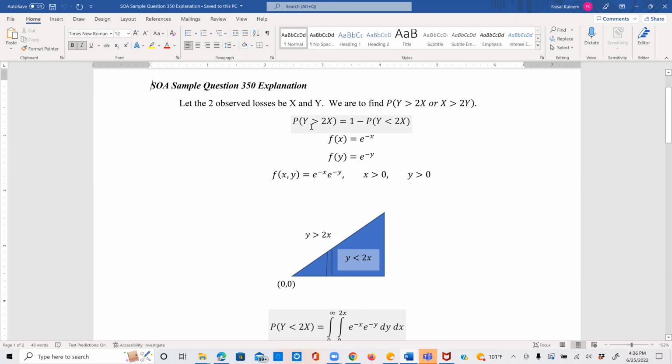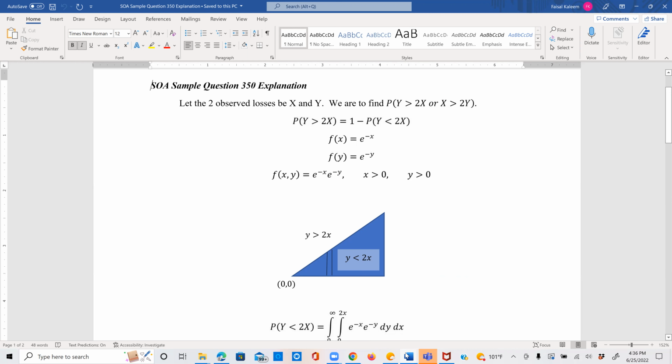So probability y greater than 2x is conveniently calculated through the complement. It's equal to 1 minus probability y less than 2x. Now, strictly speaking, this should be y less than or equal to 2x, but we know that whether we have the equality here or not doesn't matter in case of continuous variables.